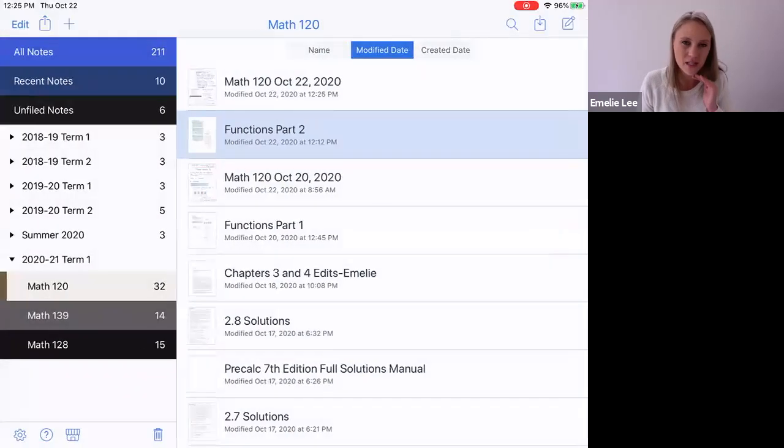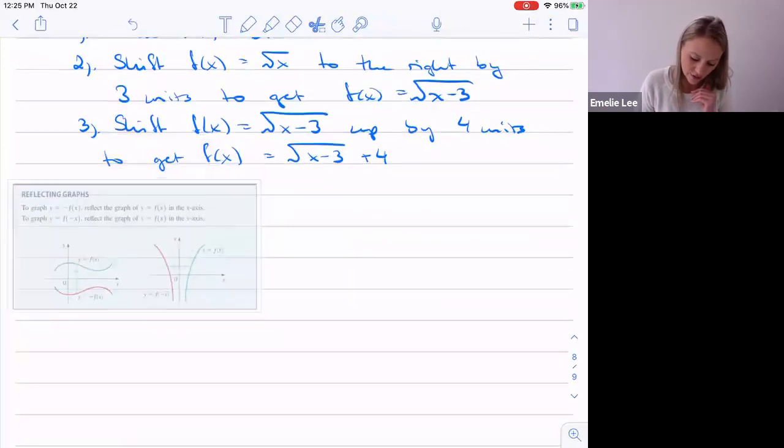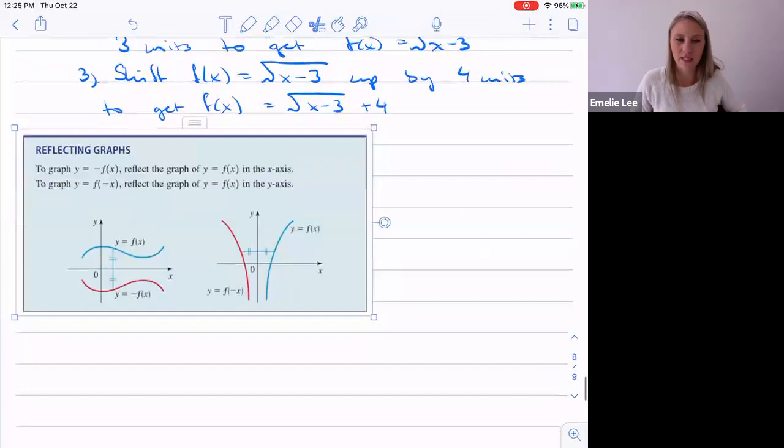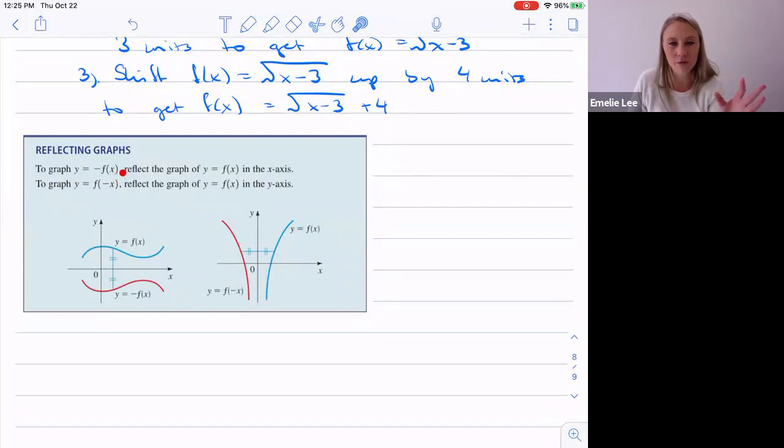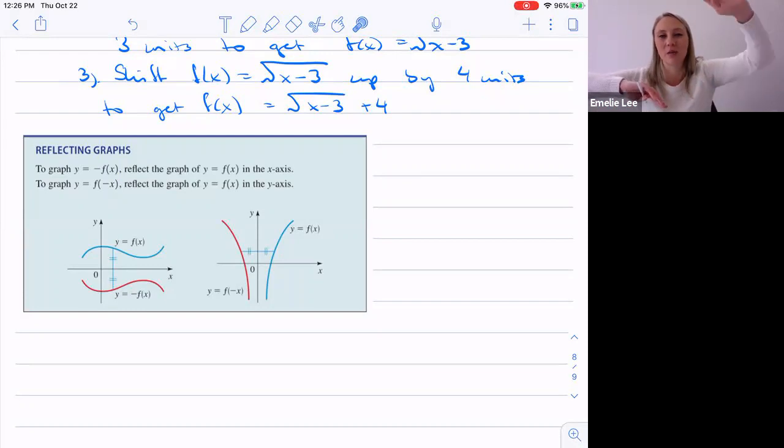Negatives are going to reflect the graph, okay? And it depends on if you're putting a negative on the f of x or if you're putting it on the x value itself. Here, if you've got y equals negative f of x, so here your f of x itself is going to be negative, which means all your outputs are going to go from positive to negative, or if they're negative, then of course the negative of a negative makes a positive. So what happens is you're reflecting around the x-axis, right? And so that's what you see here.